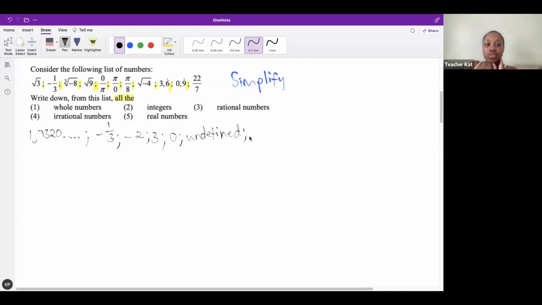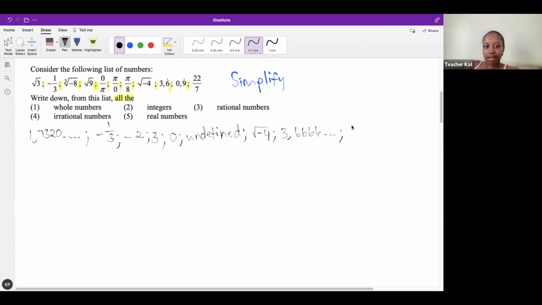Okay, the square root of -4. Is it possible to figure out the square root of -4? No. So we're just going to rewrite it as the square root of -4. Then we have 3,6 with a dot at the top. What does that dot mean on top of the 6? Recurring. Beautiful, Jenna, which means 6, 6, 6 until infinity.